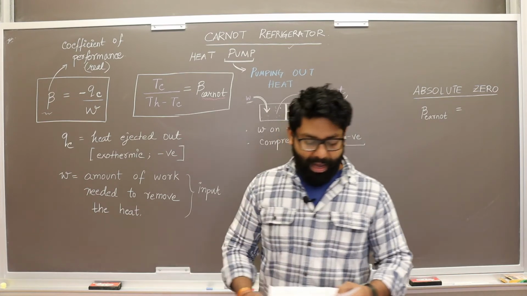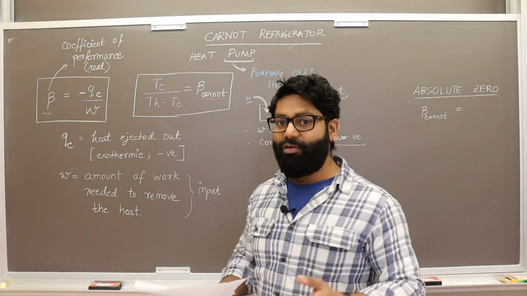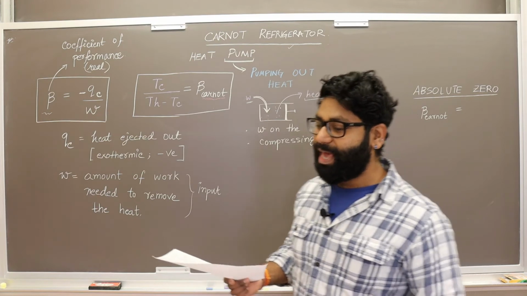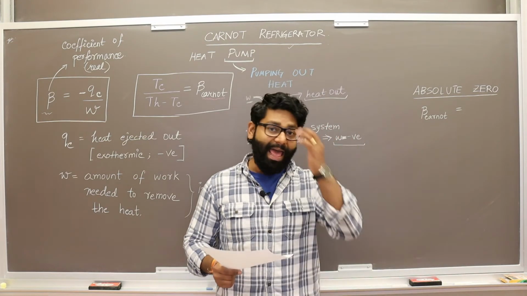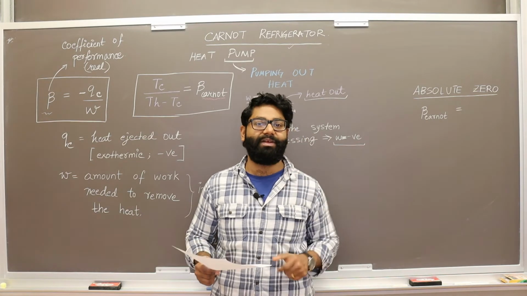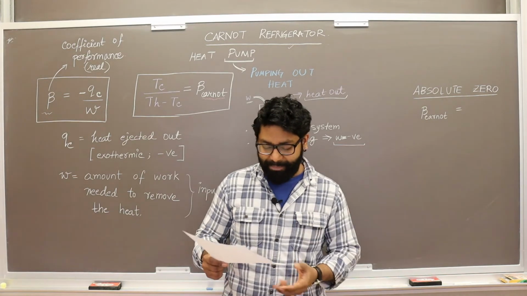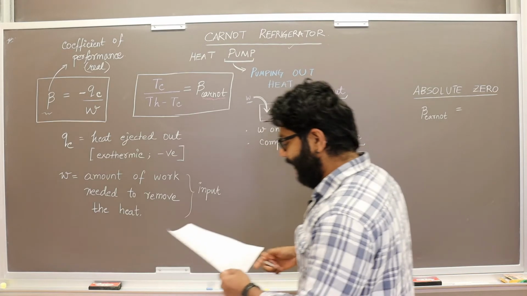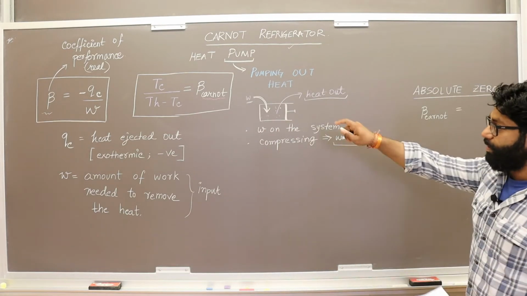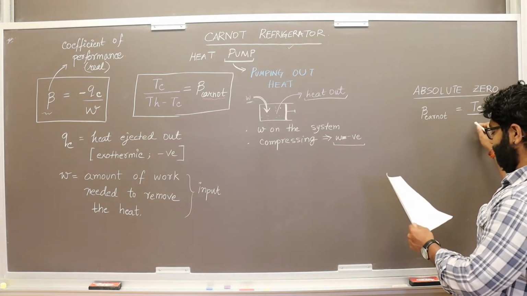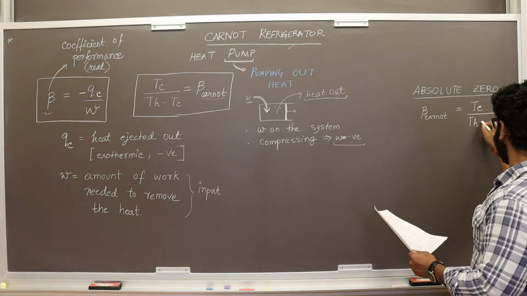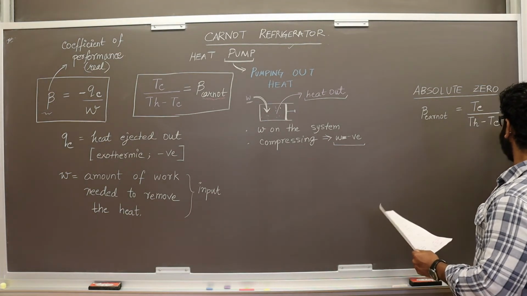Now, using the concept of the Carnot refrigerator, we can come up with the explanation of why absolute zero, which is 0 Kelvin, cannot be achieved. So let's try and do that. Now, we saw that beta Carnot is Tc over Th minus Tc.